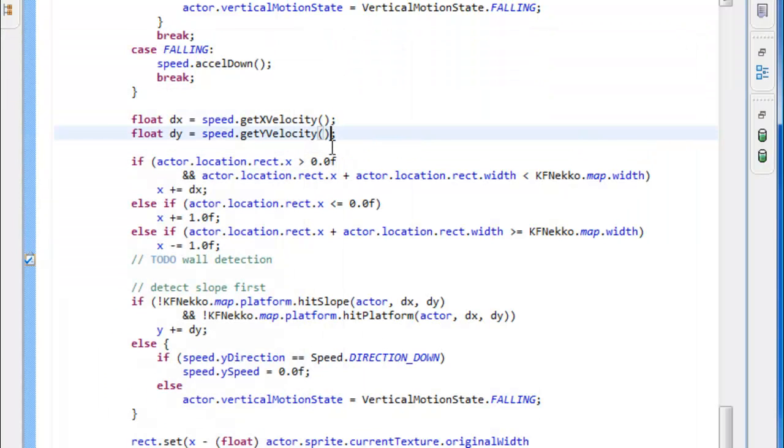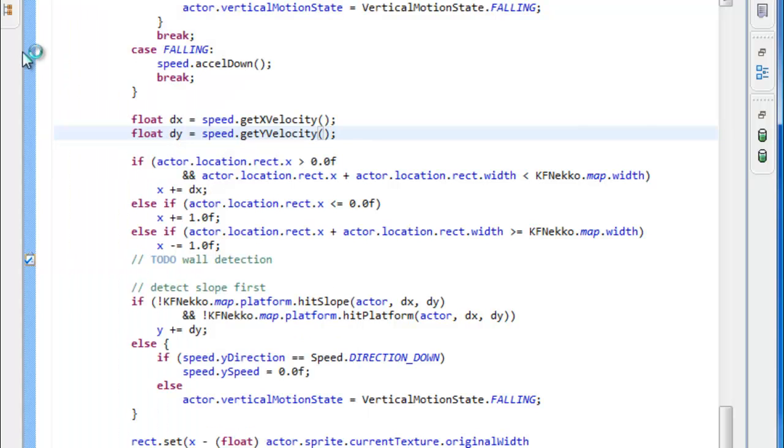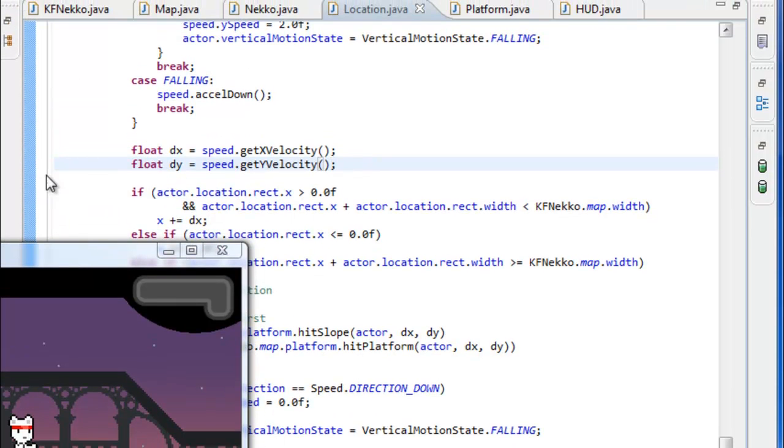So in order to fix our current problem, the simple solution is going to be, so we still have that problem, right? We're still falling.